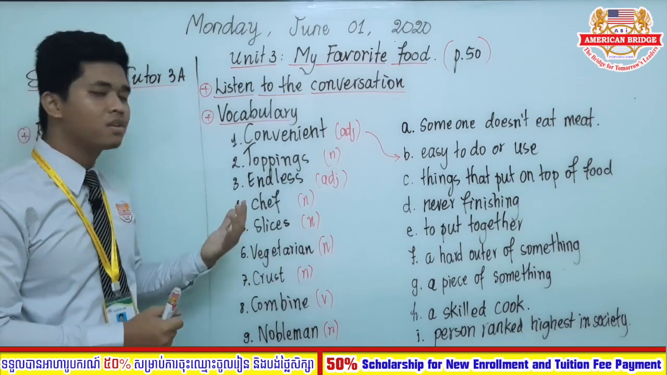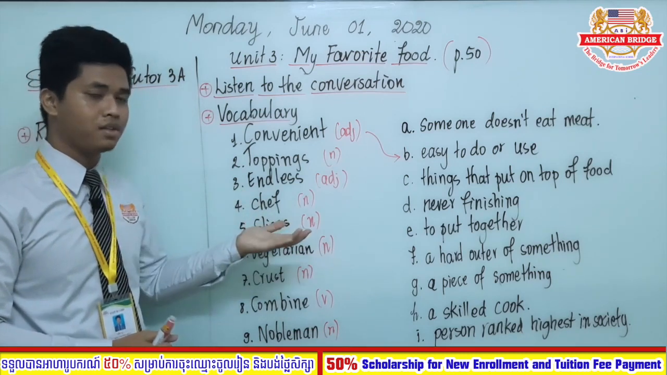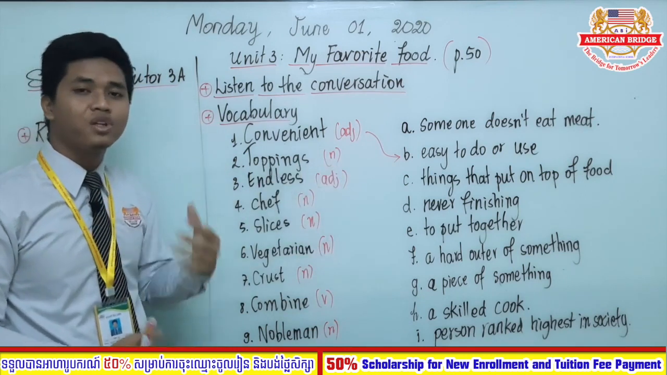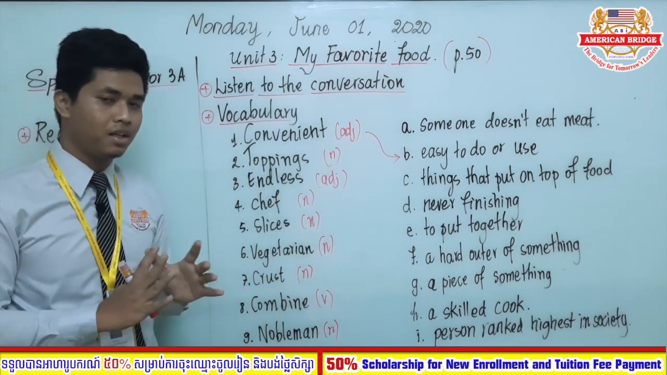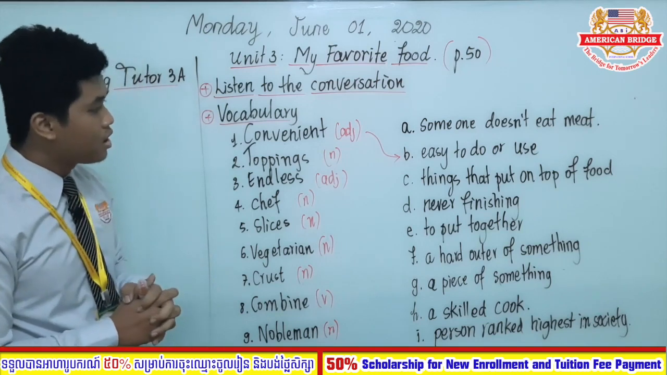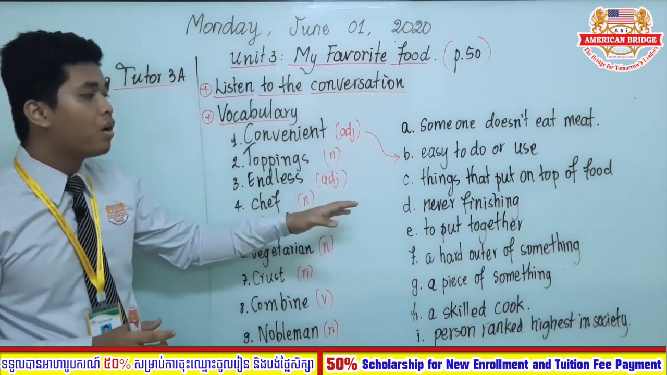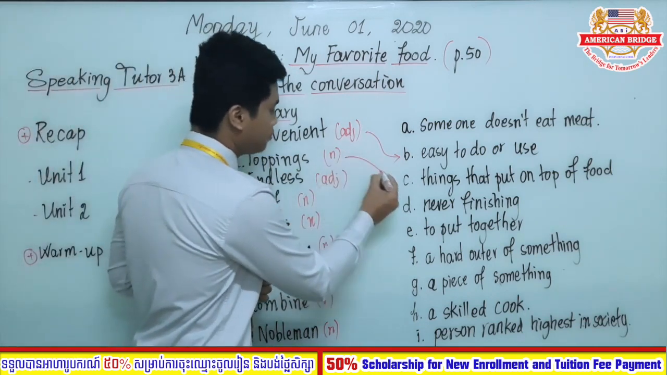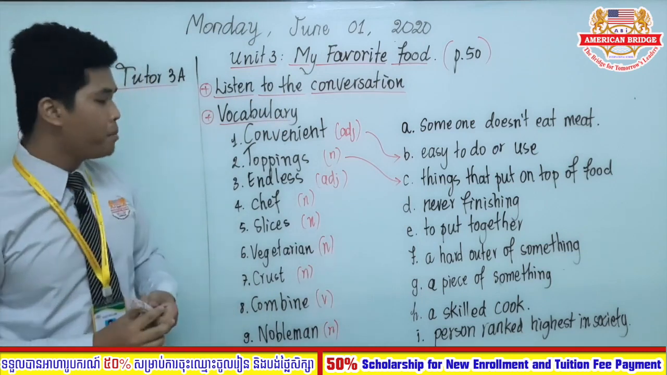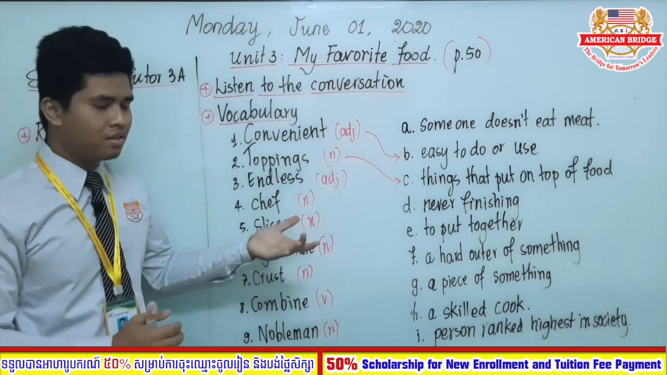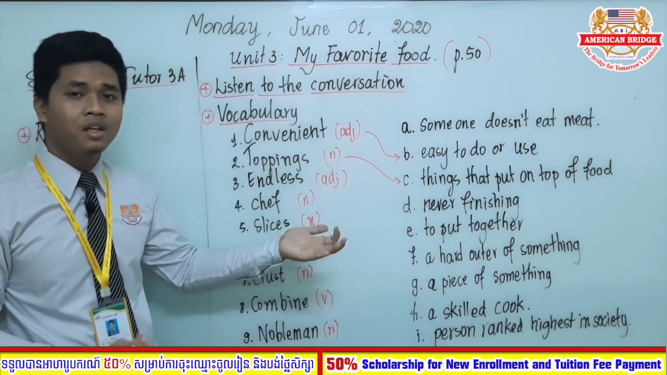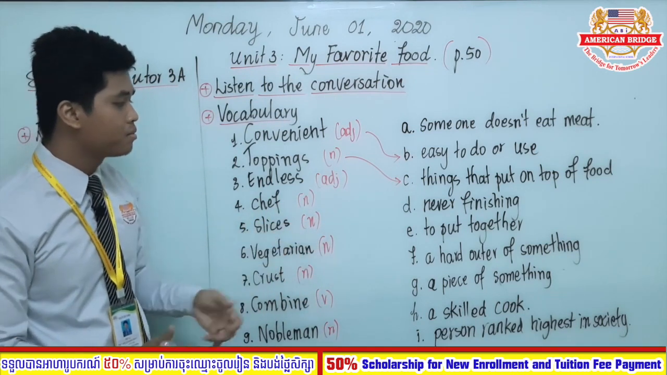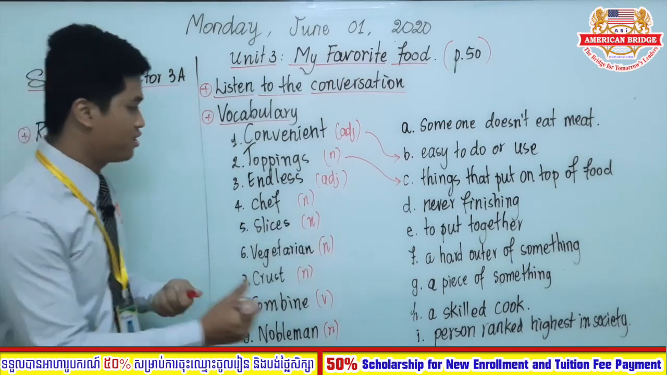Next, number 2, topping. Topping. So toppings function as a noun and it is used to refer to something that you eat. Okay, so topping refers to the things that are put on top of your food. Here, let us see. Number 3, endless. Endless. It functions as an adjective, and the definition of the word endless is never finishing.